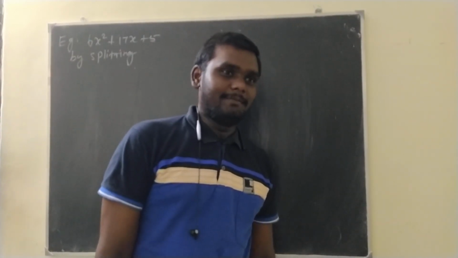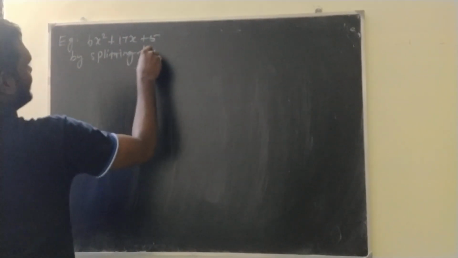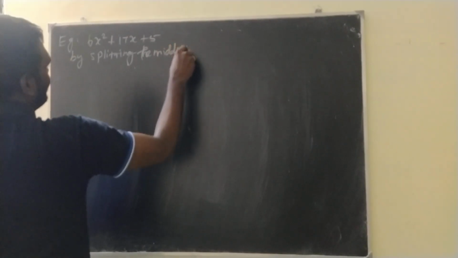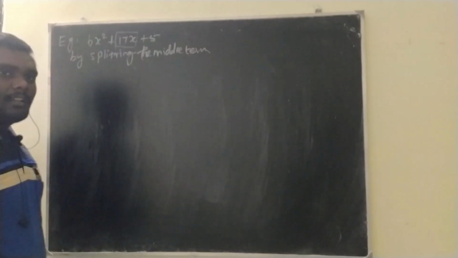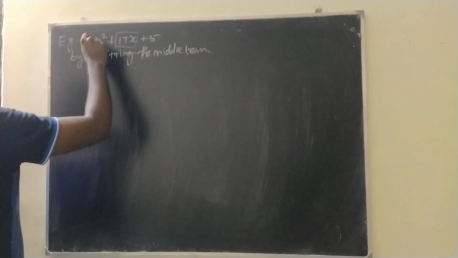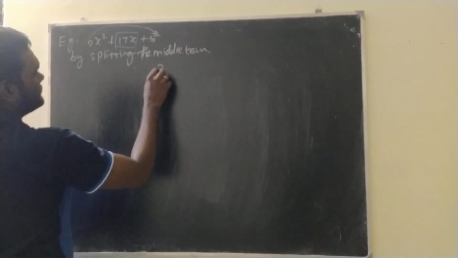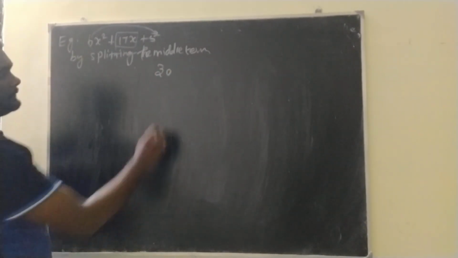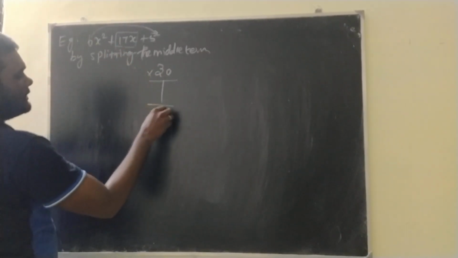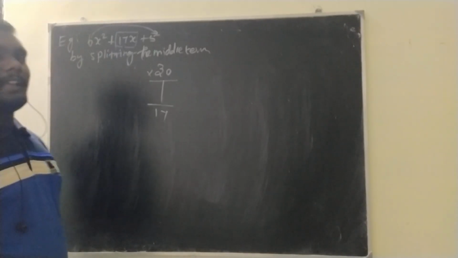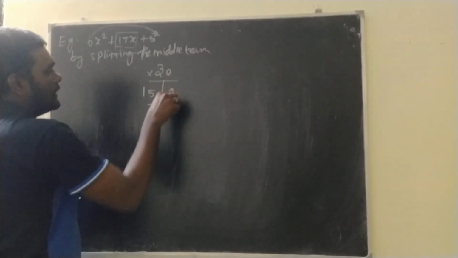By splitting the middle term. Which one is called the middle term? This one we should split. How this should be split means, the first and last numbers are multiplied. 6 5s are 30. By multiplication 30, by addition 17. We should find two such numbers. Simply, 15 2s are 30.